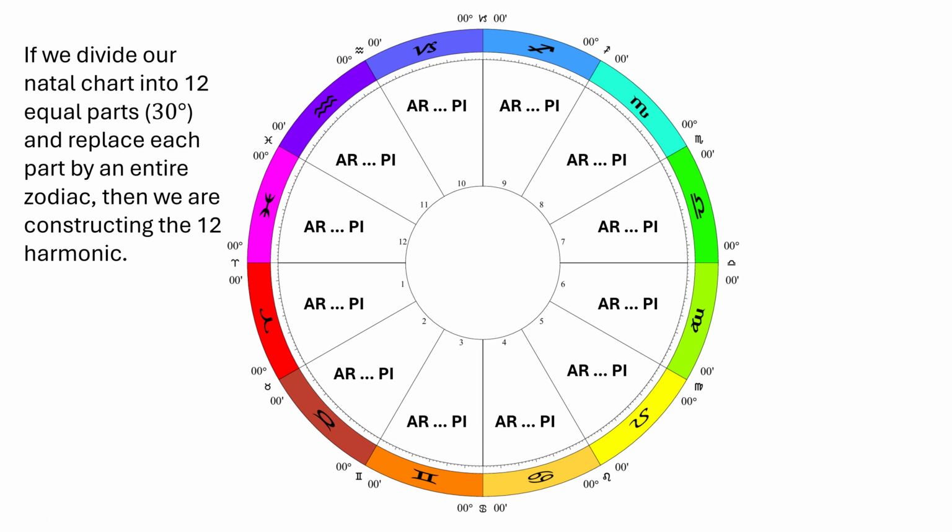Okay, now if we divide our natal chart into 12 equal parts of 30 degrees each, this is just what I was talking about a minute ago, and replace each part by an entire zodiac, then we're constructing the 12 harmonic. So the 30 degrees of Aries gets replaced by an entire zodiac going from Aries to Pisces. And likewise, the 30 degrees of Taurus gets replaced by an entire zodiac going from Aries to Pisces. And we do that all the way around. So we have 12 subzodiacs, and this leads to the 12 harmonic.